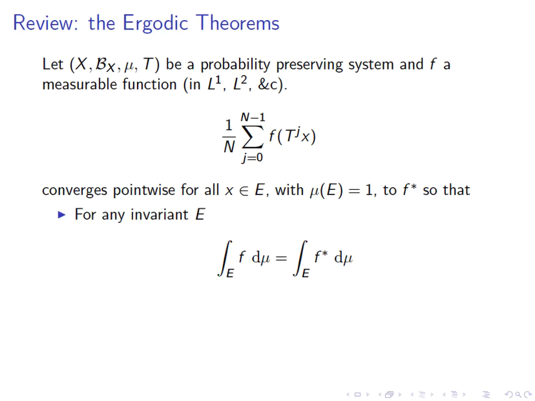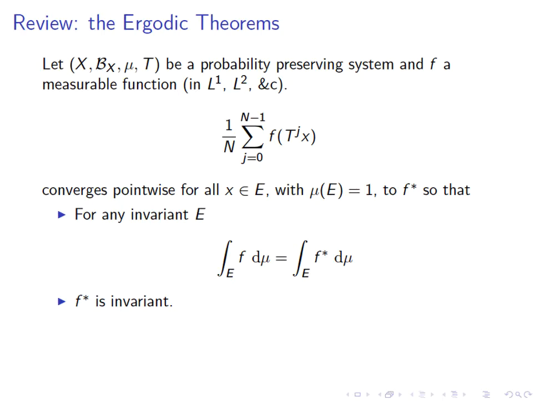First, if you have an invariant set E, then the integral of f equals the integral of f star. And second, f star is itself invariant. Now, once you have convergence, these are actually not very hard things to show. So what kind of ergodic theorems did we have?